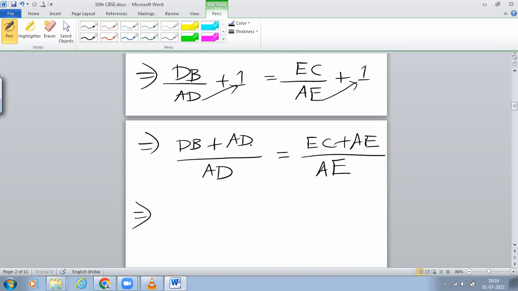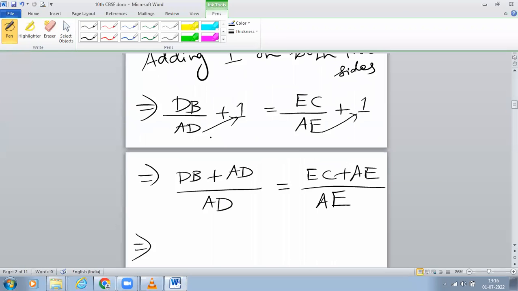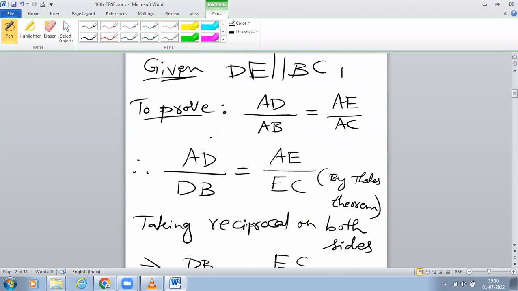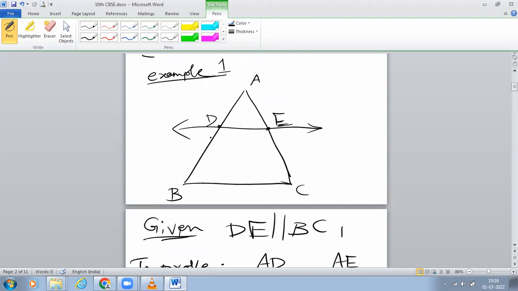See here, what is in the numerator? dB plus AD. I'm going to show the figure now. This is dB, and this is dB plus AD. So AD plus dB or dB plus AD, we can write it as AB. Instead of writing AD plus dB, we can write it as AB. Are you able to understand? Yes, sir. Okay.